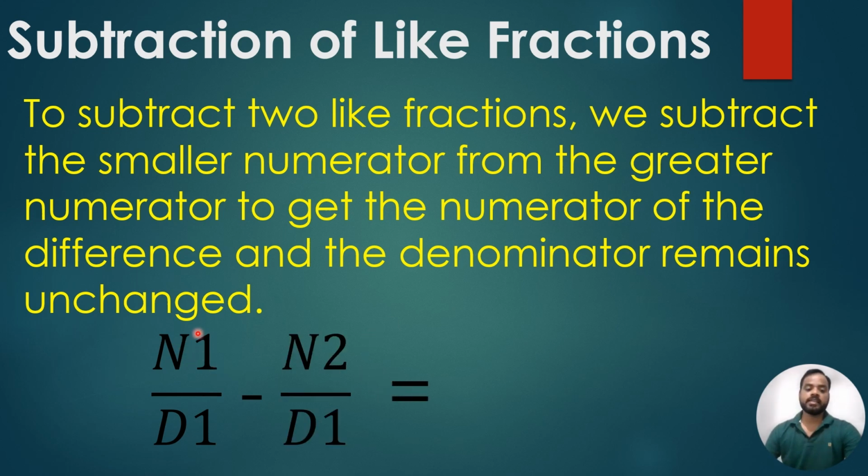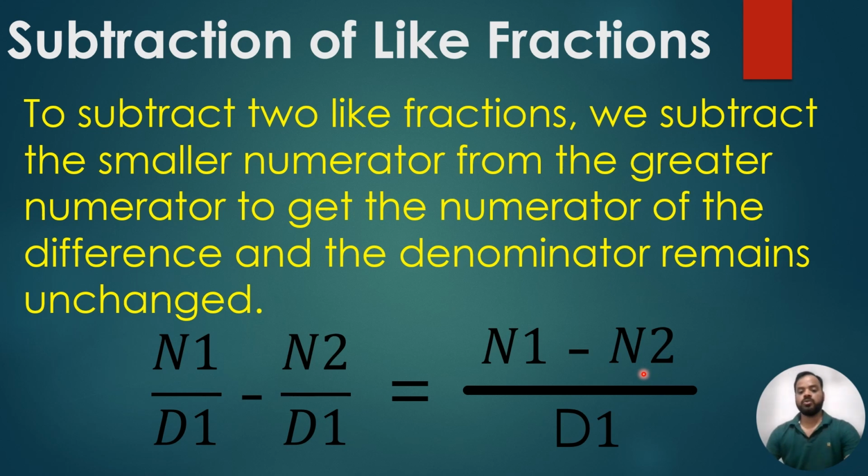So this is the first fraction, this is the second fraction. N1 by D1 is the first fraction, N2 by D1 is the second fraction. To calculate the difference, the denominator will be the same. So the denominator is D1, and to get the numerator, we subtract the second numerator from the first numerator. So N1 minus N2. Let us go through an example.